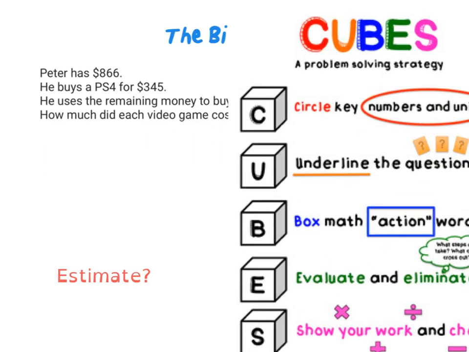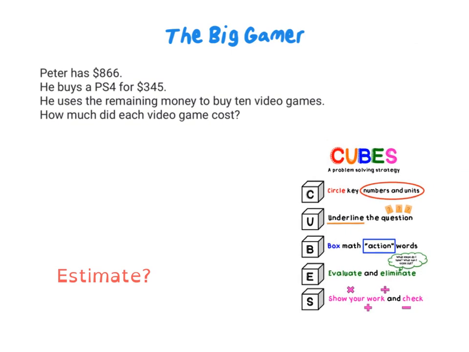So I'm going to grab my red pen and circle my numbers with the units. These are in dollars, and the 10 is referring to video games. Now I'm going to use my yellow to underline my question, and then my blue to box in my action words.